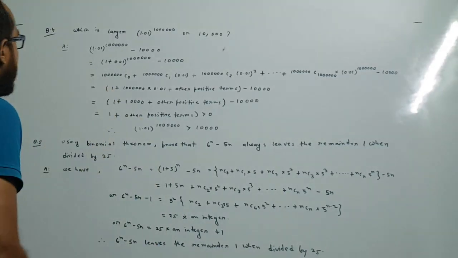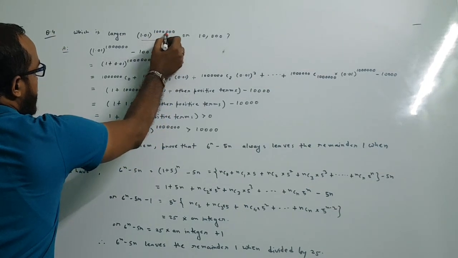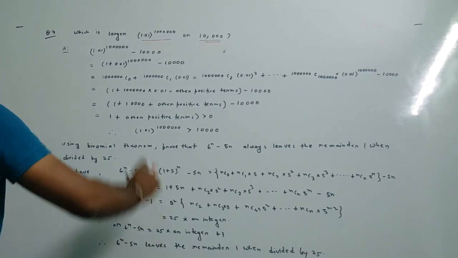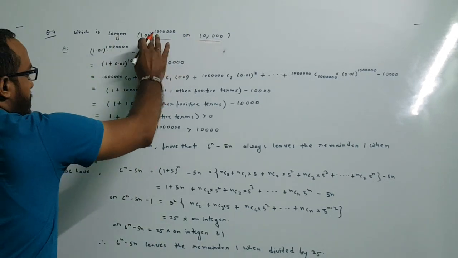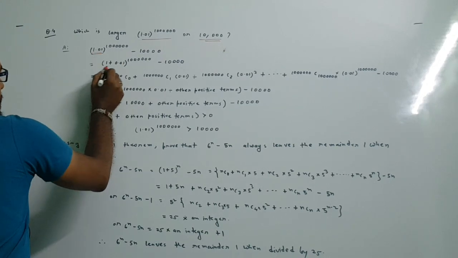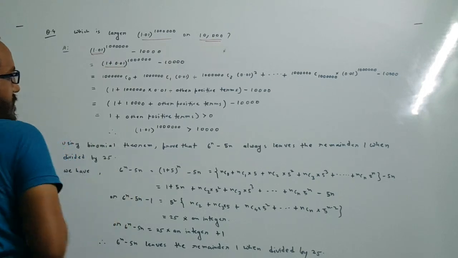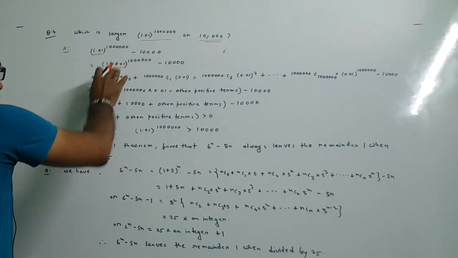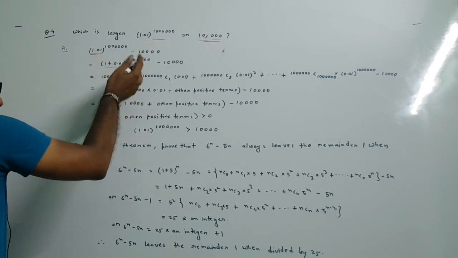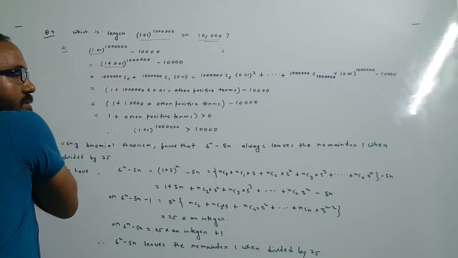So let us see another problem. Which is larger, 1.01 to the power 160 or 10,000? So you have to start something like this: this thing minus 10,000. Now 1.01 can be written as 1 plus 0.01 to the power this thing, minus 10,000. Now apply the binomial expansion, nC0 a to the power 1 into b to the power 0.